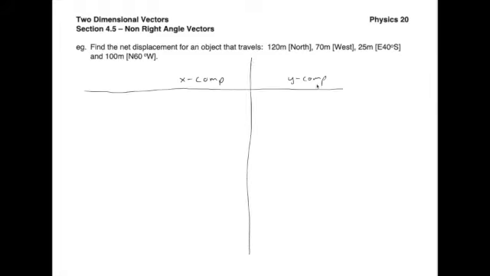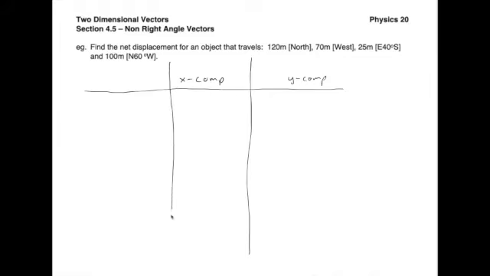a table. It's just going to make it a little bit easier to keep track of everything and keep all of your values straight. So we have one column with the x component, one column with the y component, and then we'll just look at each individual vector along those two components.